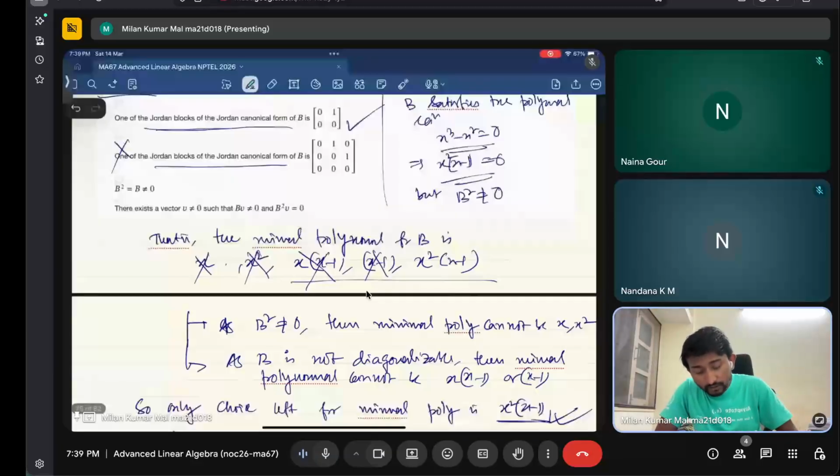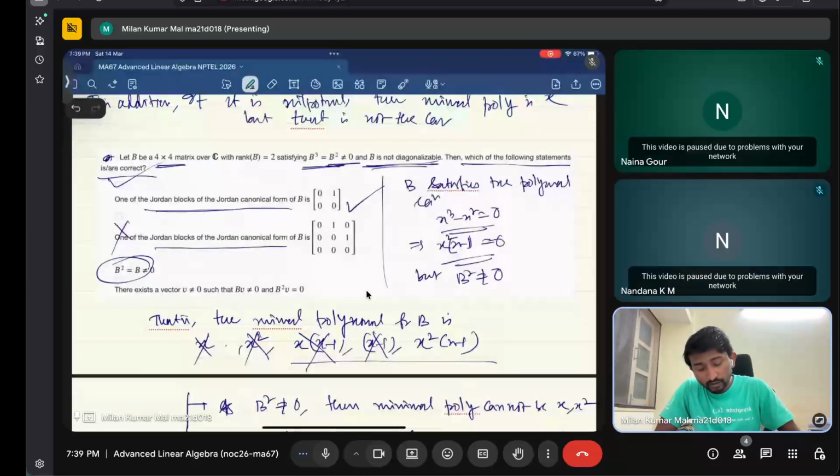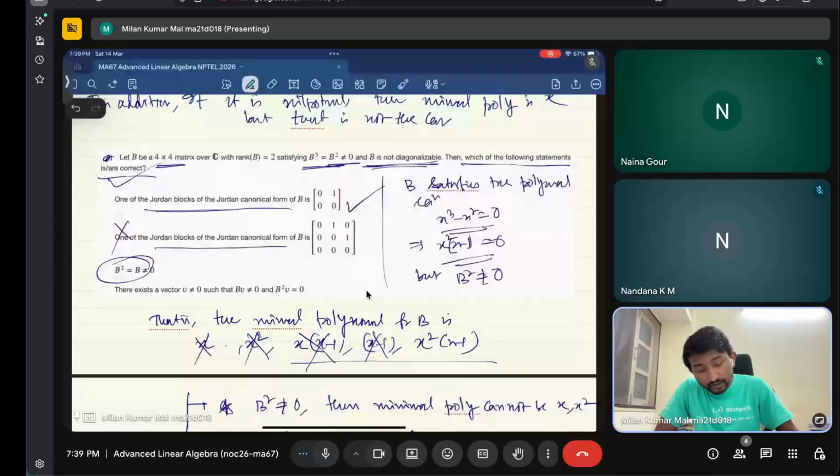Because if B square is equal to B, then the minimal polynomial should be x square equals x, that means x into x minus 1, right? This is the minimal polynomial, but that can't happen because T is not diagonalizable. That we already discussed, but again I am discussing.